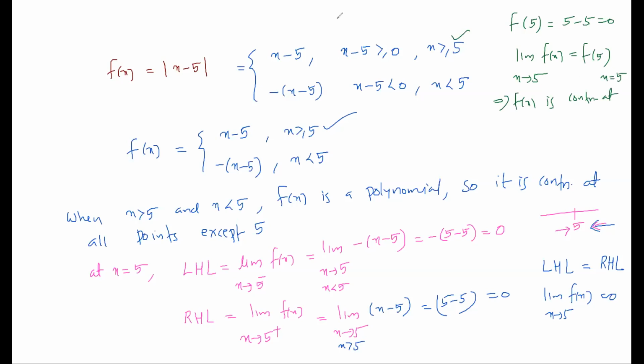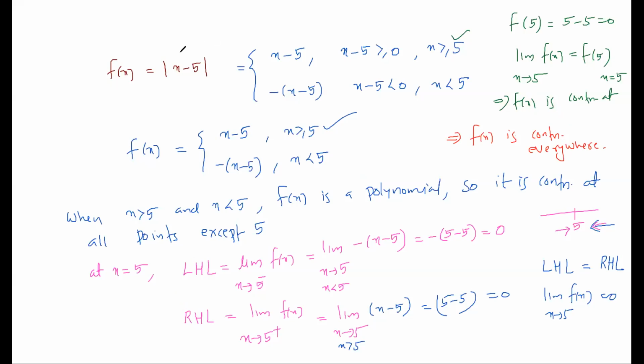So we already proved that it is continuous at all points except 5, because whether x is greater than 5 or less than 5, the graph is a polynomial and every polynomial function is continuous. At 5 we checked separately, because to the left of 5 there was one function and to the right another function. There too the limit exists and the limit value is the same as the value of the function at that point. That means it is continuous at 5 also. So you can conclude that f of x is continuous everywhere, at all points.